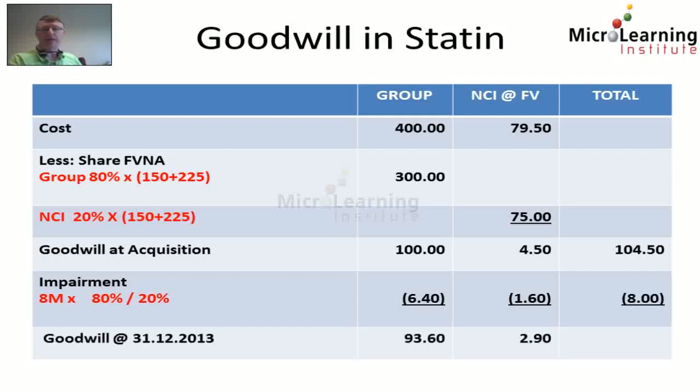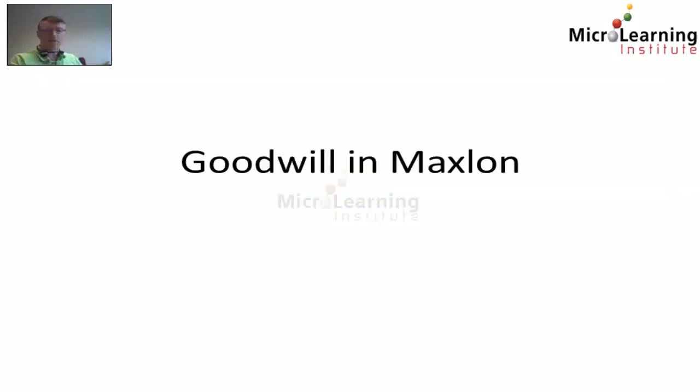So consequently, at year end, the 31st of the 12th, 2013, the goodwill in the group is impaired down to 93.6, and the goodwill in the non-controlling interest sits at 2.9. And of course, we have total goodwill to the consolidated balance sheet of 96.5. Staying with Note 2, let's now have a look at the goodwill in Maxlon.